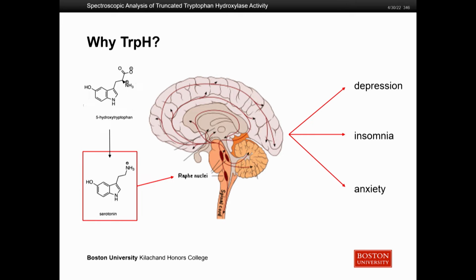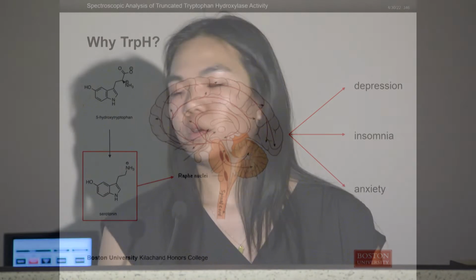And so why tryptophan hydroxylase specifically? So the product from the enzyme's reaction is used to make serotonin in the midbrain. And so this is important because we know that deficits in serotonin are associated with conditions like depression, insomnia, and anxiety. And so if we're able to figure out how this enzyme is regulated and how it functions in the body, then we can better understand some of these conditions.